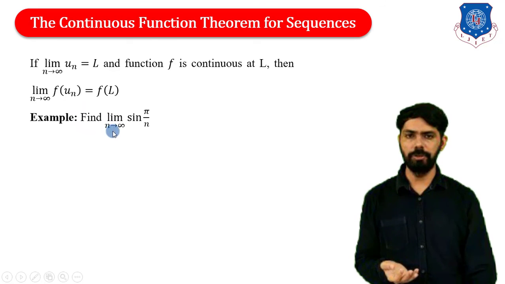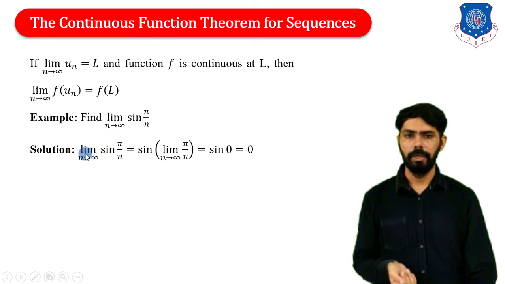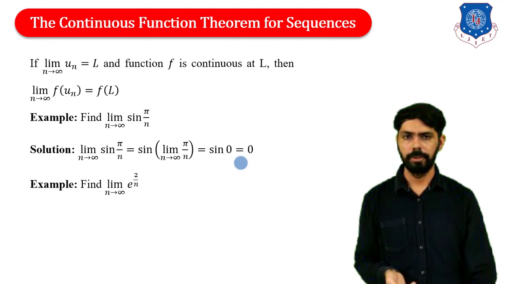Find limit n tends to infinity sine(pi divided by n). So here limit n tends to infinity sine(pi divided by n) can be written as sine of (limit n tends to infinity pi divided by n). Now if we replace n by infinity, it will be pi divided by infinity, so it will be 0. So here it will be sine 0 and the value of sine 0 is 0. So this is how we can apply the continuous function theorem for sequences.